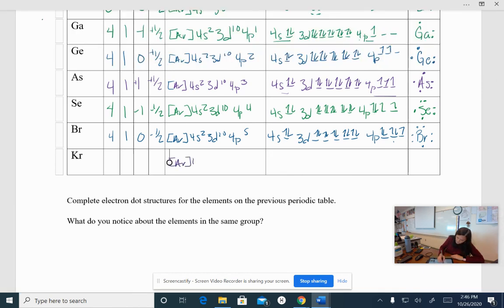Argon, 4s2, 3d10, 4p6. So 4s up, down, 3d, 1, 2, 3, 4, 5. This is totally full. And then the 4p will also be totally full. So krypton will have 8 valence electrons around it.